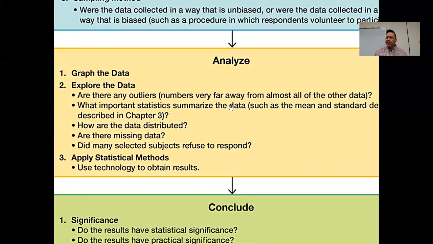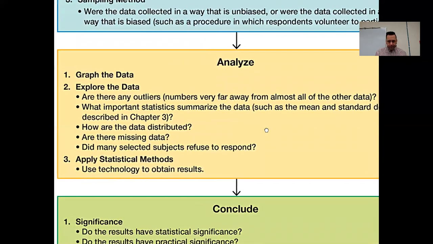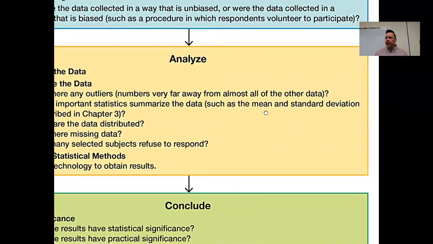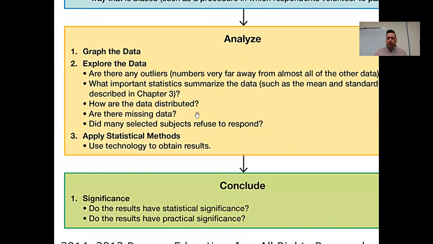What kinds of statistics summarize the data? So we're going to be talking about the mean and the standard deviation a lot. The mean is the average, and you probably know what that means. The standard deviation, we're going to talk about that later. That is a measure of how spread out the data is. How are they distributed? And there are different terms you can use for that. Is there any data missing, et cetera, et cetera.